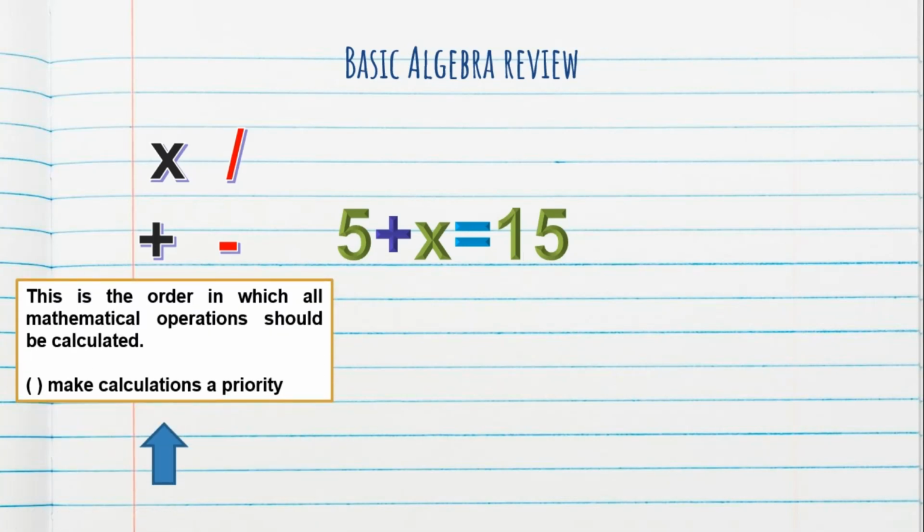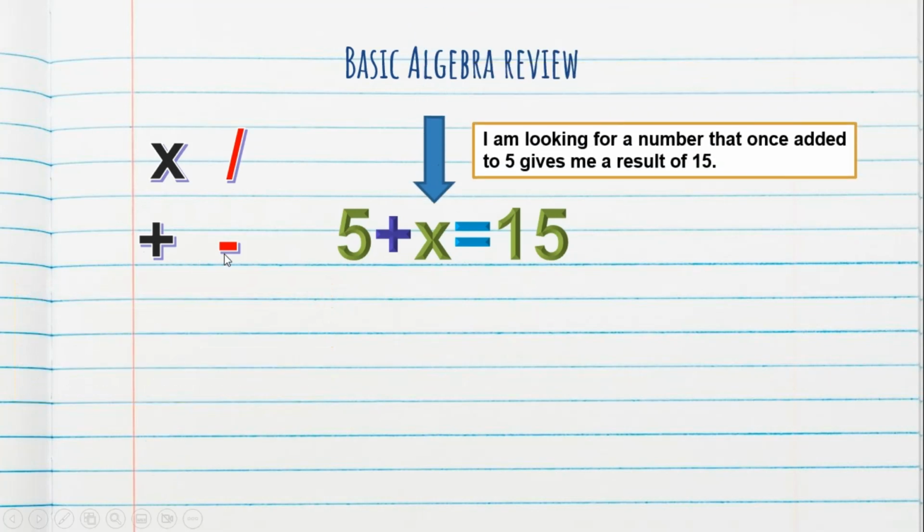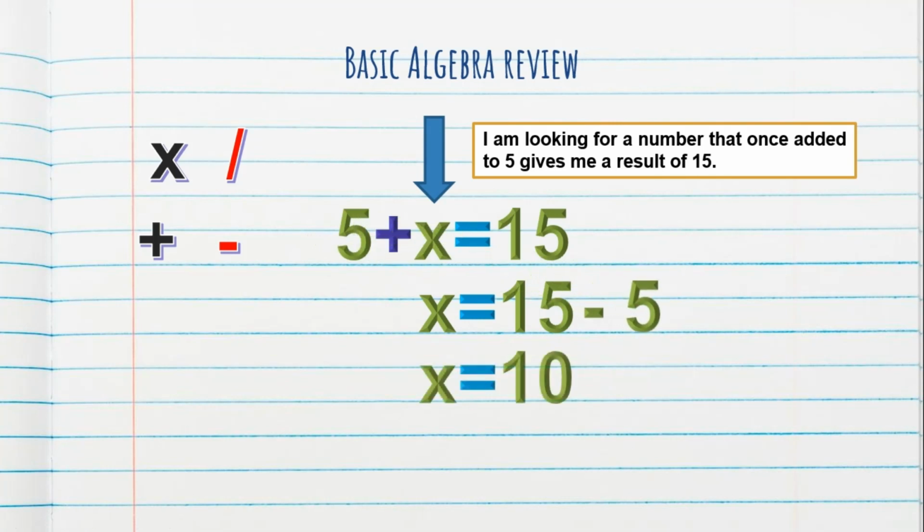Now, this is the order in which all mathematical operations should be calculated. First, you make the multiplications, then the divisions, then the additions, and last, the subtractions. When you're looking for the number that, once added to 5, gives you a result of 15, you have to take the digit that you possess and move it to the right side, and if it was positive here, then you use it negative on the other side, and therefore the result will be 10. X equals 10. This is a very simple algebra review.